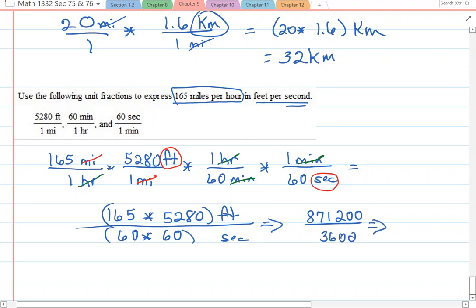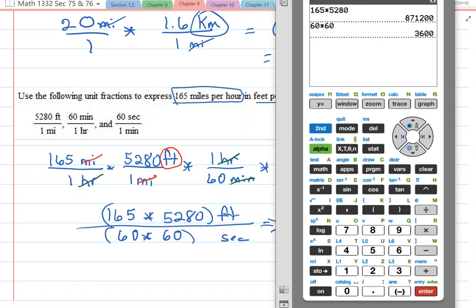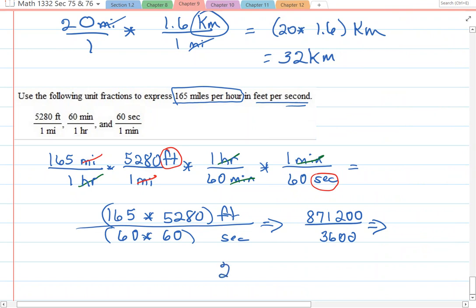So now I'm going to do the decimal of those two to get what my answer should be. All right. So I'm going to do the 871200 and divide by 3600. I'll make sure I got it right. Yep, and I get 242. And this is in feet per second. And there it is. And that's as hard as this lesson gets.